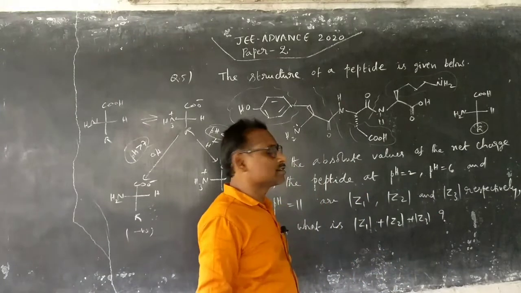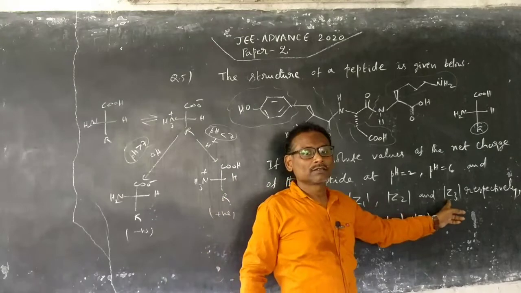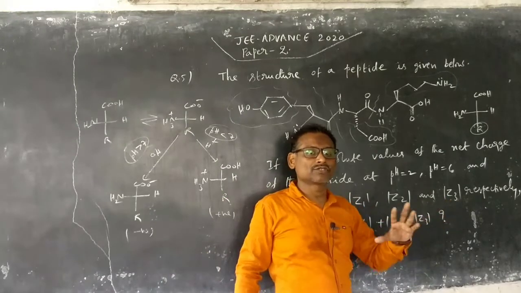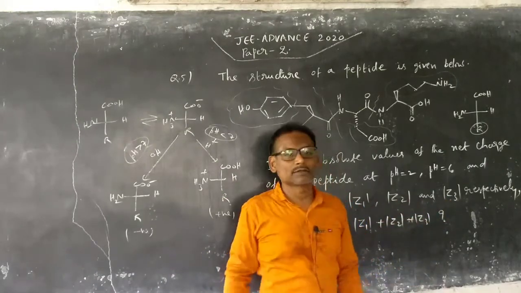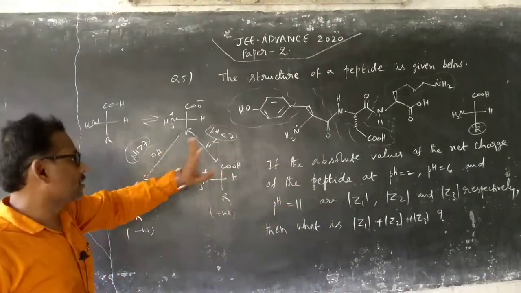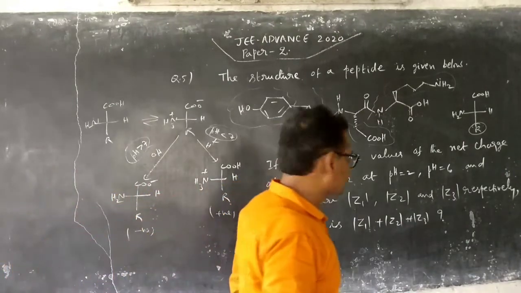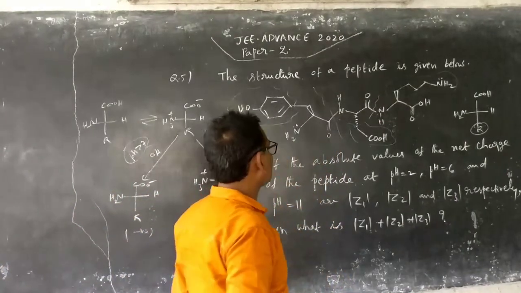So then what are the net charges? The net charges in the 3 different experiments are taken as Z1, Z2, Z3. If you take the modulus of those charges, what is the sum of them? That is the question. Okay, so this is the concept behind answering this question. Now let us try to analyze.